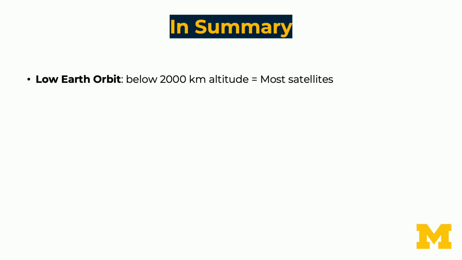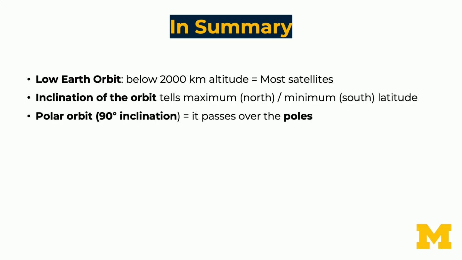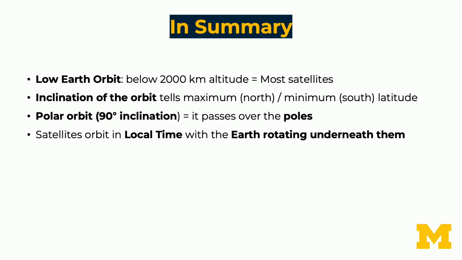So in summary, there are a lot of different types of orbits. Low Earth orbit is below about 2,000 kilometers altitude, and most satellites are sitting there. The inclination of the orbit tells you the maximum north and the minimum south latitude that you go to. Polar orbits are 90-degree inclination, and they pass over the poles, and they're useful because they give you coverage of the entire globe. Satellites orbit in local time, with the Earth rotating underneath them.